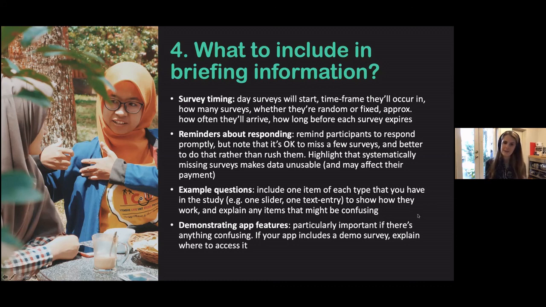You also want to demonstrate your app features, and that's particularly important if there's anything confusing. So here you could explain how to access the demo survey. If you have surveys that are event contingent, you could explain how they actually might report in for those. Anything that seems relevant to working the app, you should explain here.